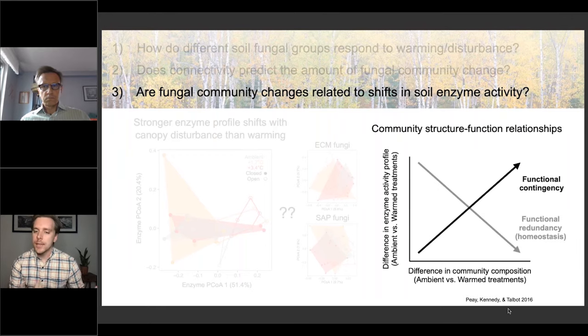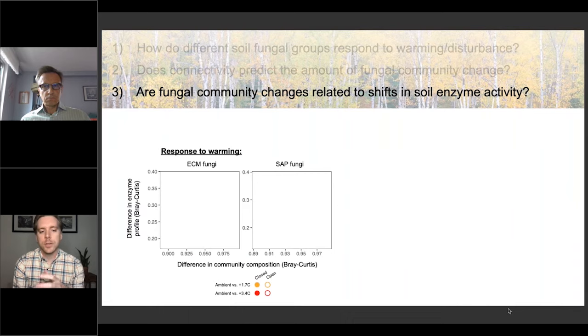Oppositely, if there's a negative relationship, with greater community change the system tends to remain the same, or there's some redundancy in the community. So this suggests more functional redundancy, or homeostasis is what we called it. So here's what these results are going to look like. There's a difference in community composition, that Bray-Curtis relationship, on the x-axis, and the difference in enzyme profile, similar Bray-Curtis measurements, on the y-axis, for just looking at how communities and enzyme profiles respond to warming treatments first.